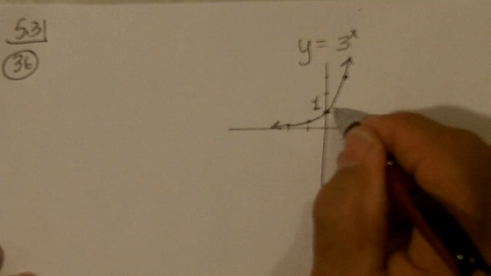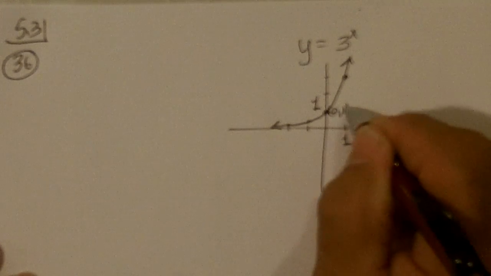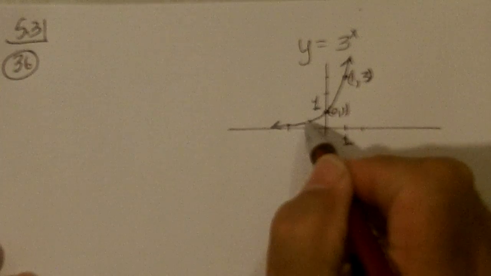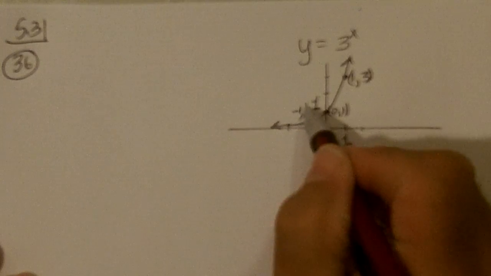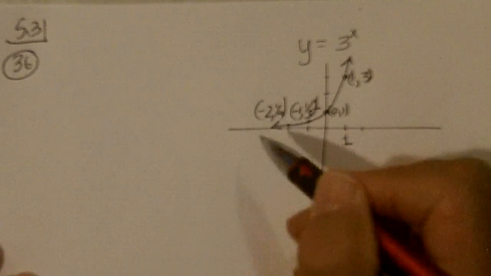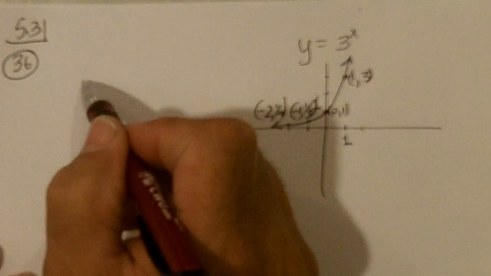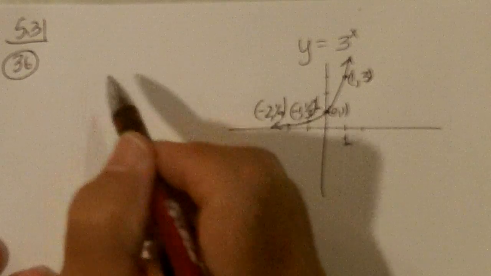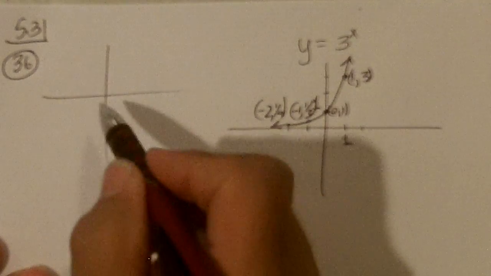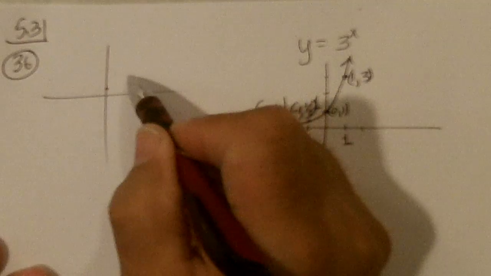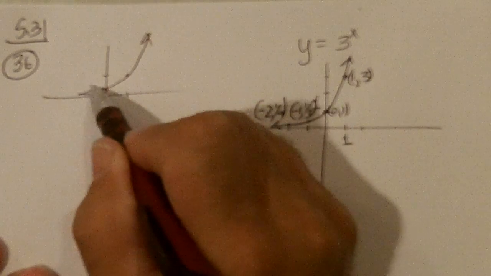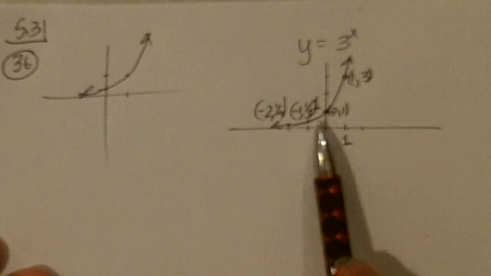And the points are 0, 1; 1, 3; minus 1, 1/3; and minus 2, 1/9. And now they ask you what graph would look like this, where it goes through 1/3 and then goes through 1, and which equation? Well, the 1/3 was supposed to be here.